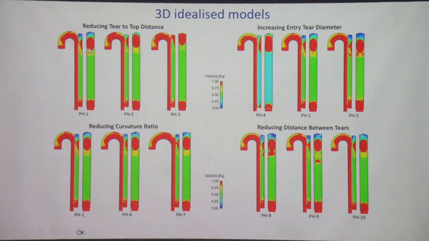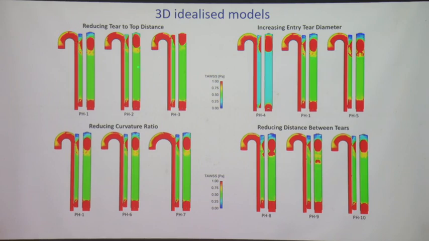So let's see. This is the tear, and we are reducing the tear to top distance. You can see that from pH1 all the way to pH3, the tear becomes closer to the top of the arch. This one is the highest, this one is in the middle, and this tear is further low. Sorry, I just realized that you can't see my cursor there. So we're talking about the distance between this tear and the top of the arch.